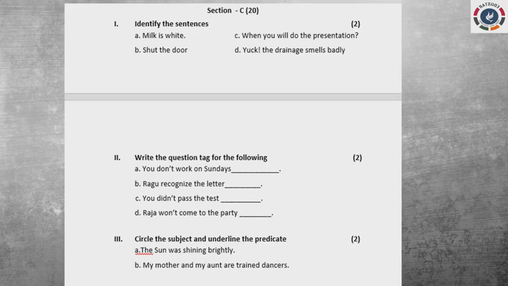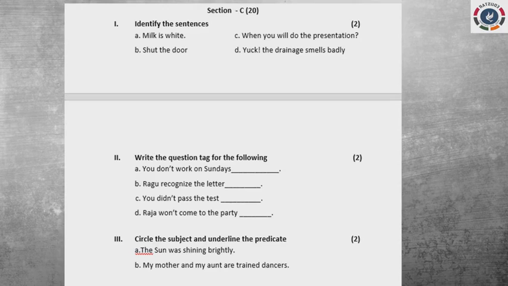Okay, next Roman letter is write the question tag for the following, 2 marks. You don't work on Sundays. So it is a negative sentence, right? Negative form. So for this you have to write a positive tag. So, you don't, so do you. Okay, Raghu recognizes the letter. Here recognizes is the do/does/did form of the verb. So recognizes, do form of verb. So, doesn't. Raghu is a male, isn't it? So for that the pronoun he is used.